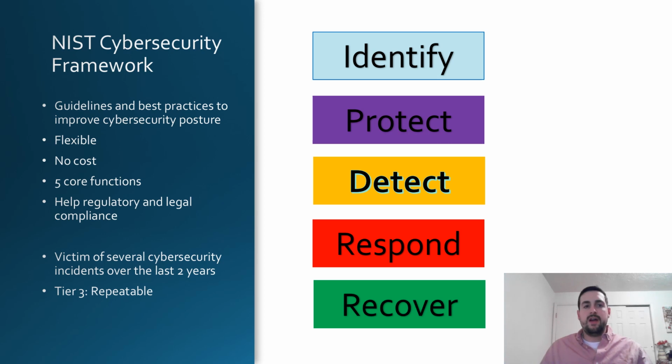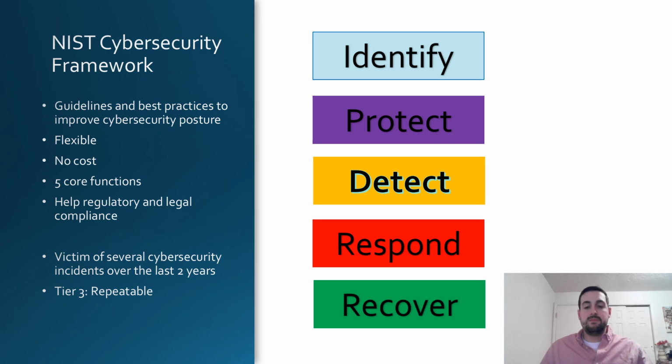For identify, what processes and assets need protection? Then once we identify those, we move to protect, which is safeguards to ensure these assets are protected. Then detect is mechanisms to detect when an incident occurs. Respond is techniques to contain the event and how to respond to it. And recover is just restoring capabilities and services back to the way they were.